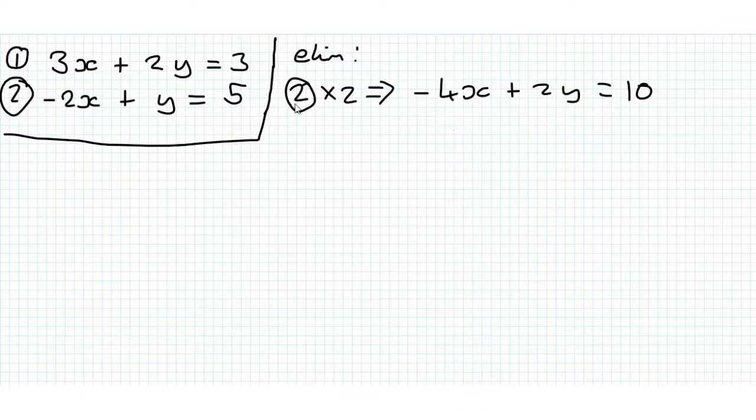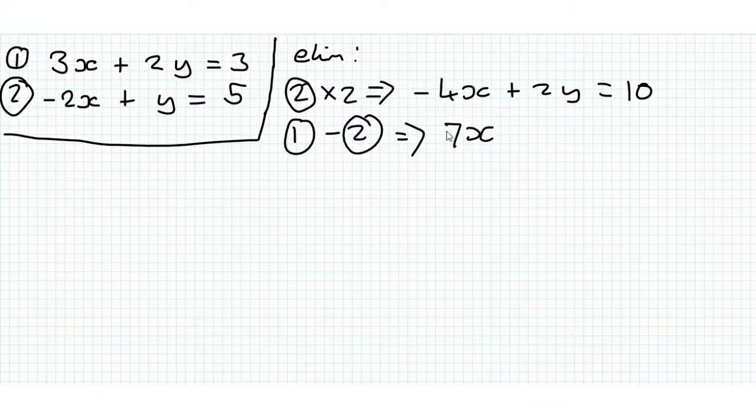So now we're going to do equation 1 minus our new equation 2, and subtracting minus 4x from 3x gives us 7x, and subtracting 10 from 3 gives us minus 7, and of course the y's cancel each other out, that's what we were intending to do, and this leads to x is equal to minus 1.